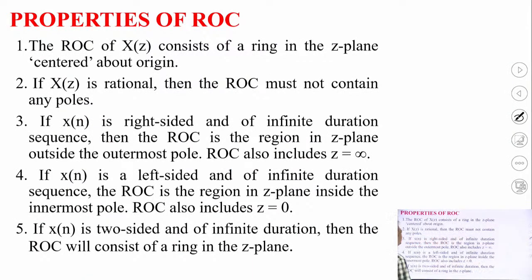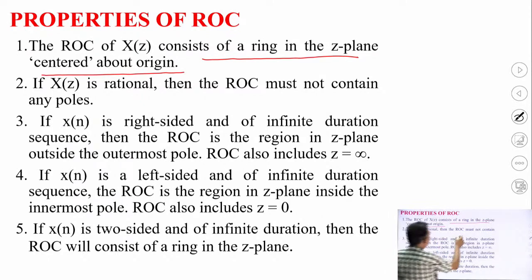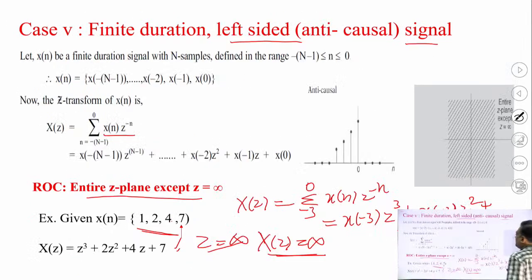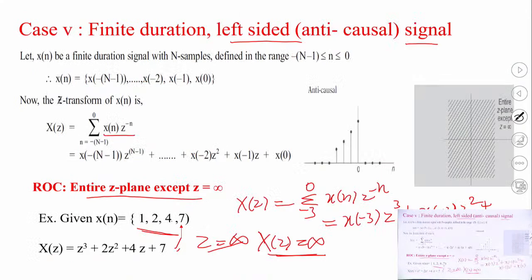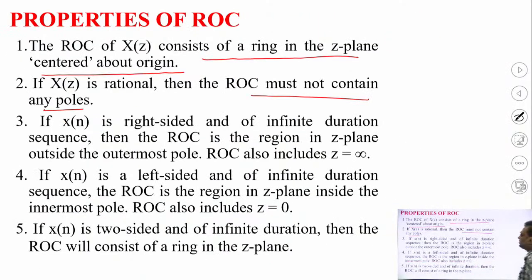We have already seen that the ROC of X(z) consists of a ring in the z plane centered about the origin. If X(z) is rational, then the ROC must not contain any poles. In each and every case previously we have seen, wherever mod z is there, it is always greater than or less than, there will be no equality sign. So you can say poles will not be part of the ROC. Okay, so this is an important one.